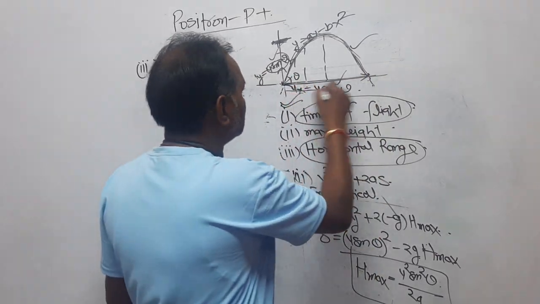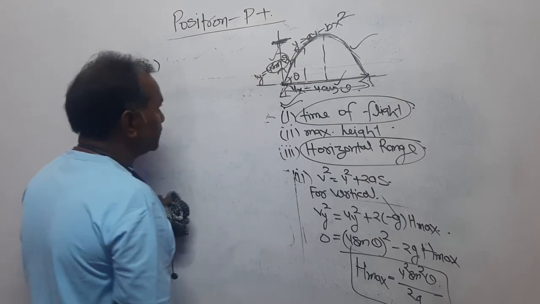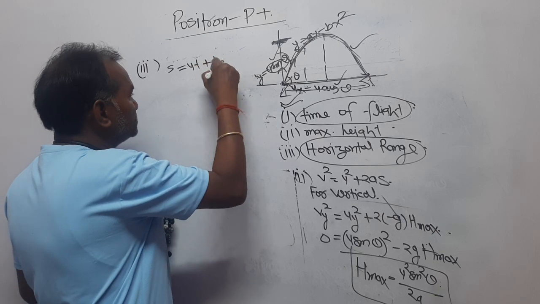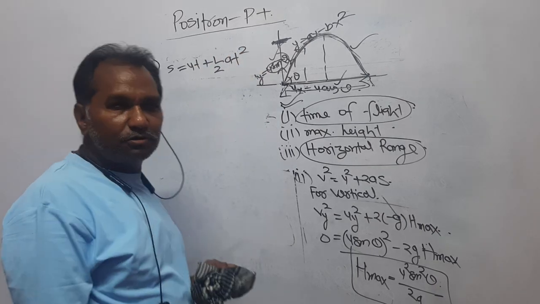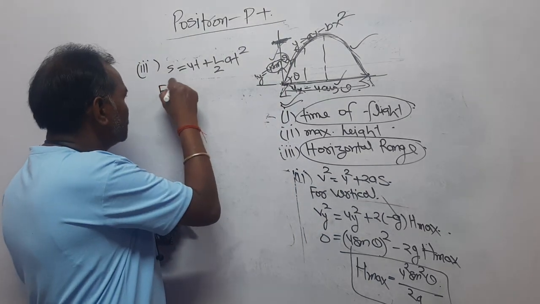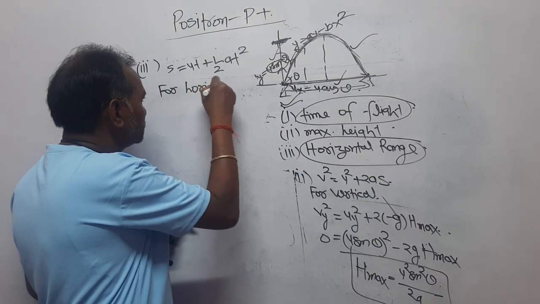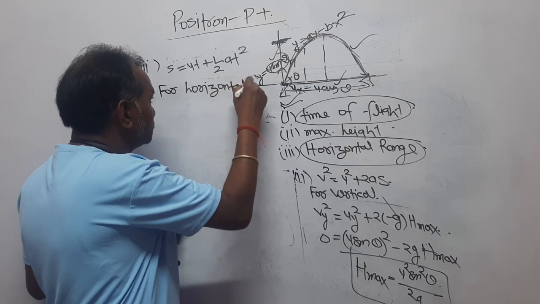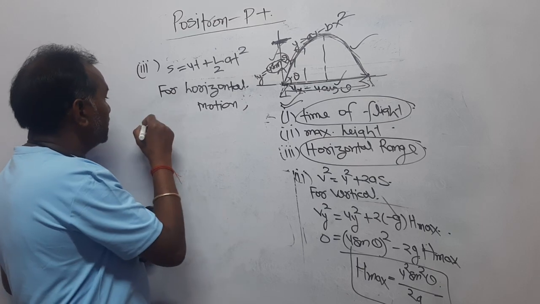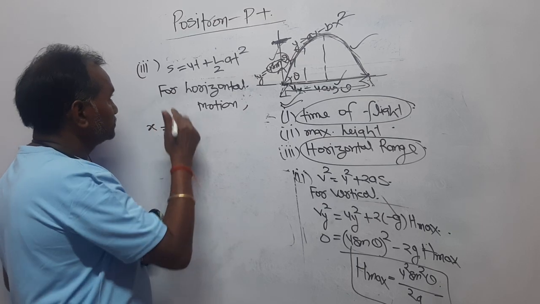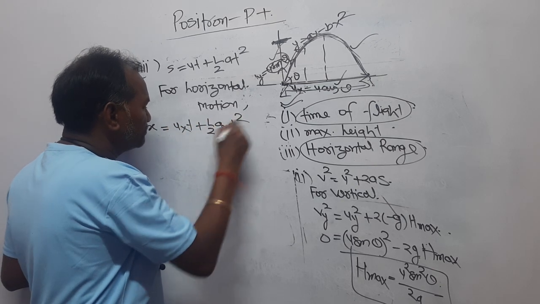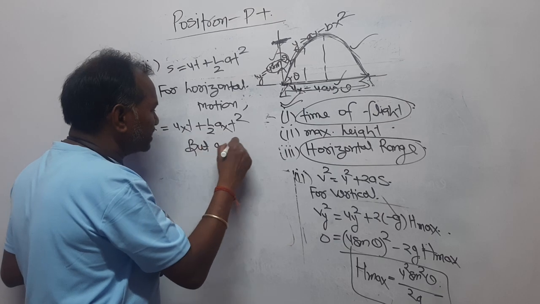So you have to find this out, and I'm just applying a very simple formula. This is S equal to ut plus half at square, the second equation of motion. For horizontal motion, S is x, equal to ux t plus half ax t square. But ax is 0. There is no horizontal acceleration acting.